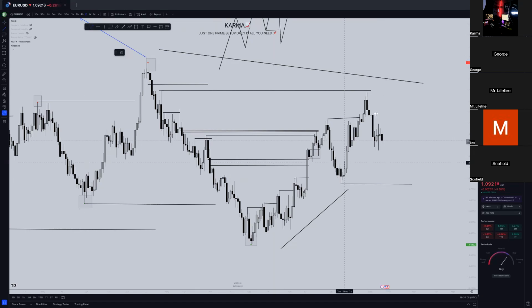So now, if this pullback is coming in right now, where is it most likely to get to? It is most likely to come and do what? Fill this gap. Week to week. It's most likely to what? Come and fill this gap. That is for the buy side.